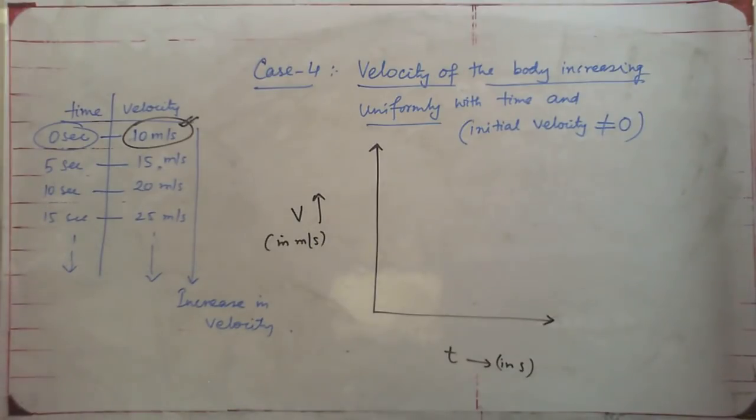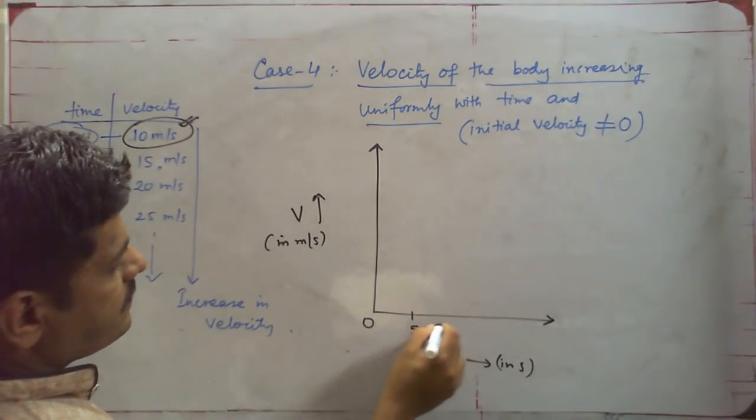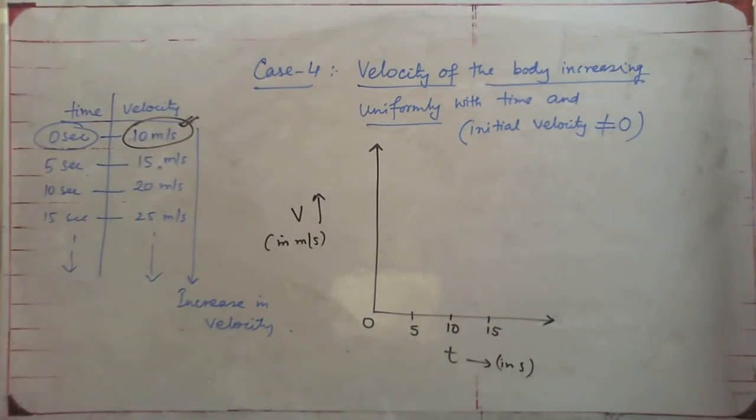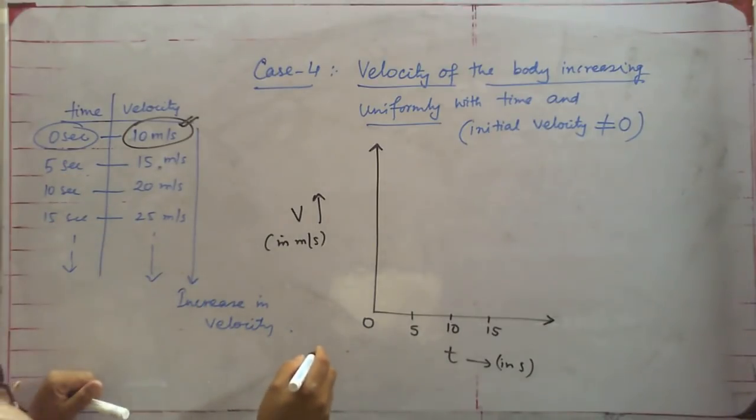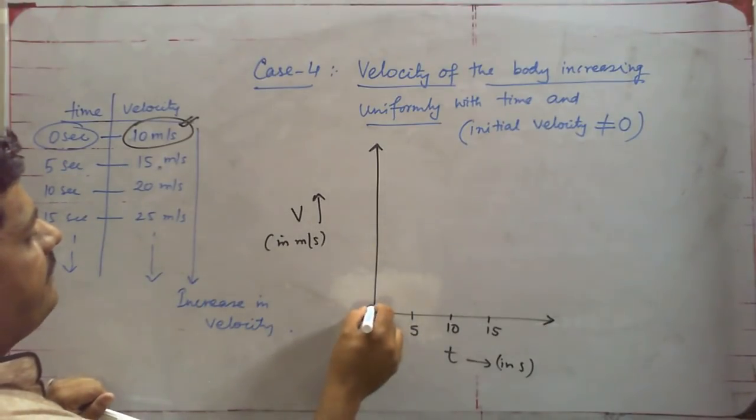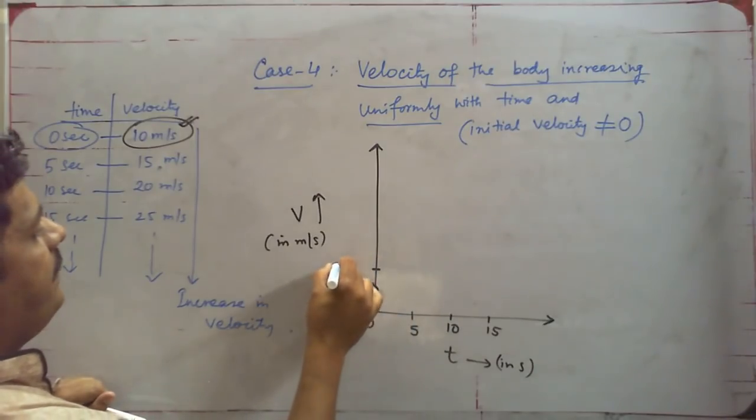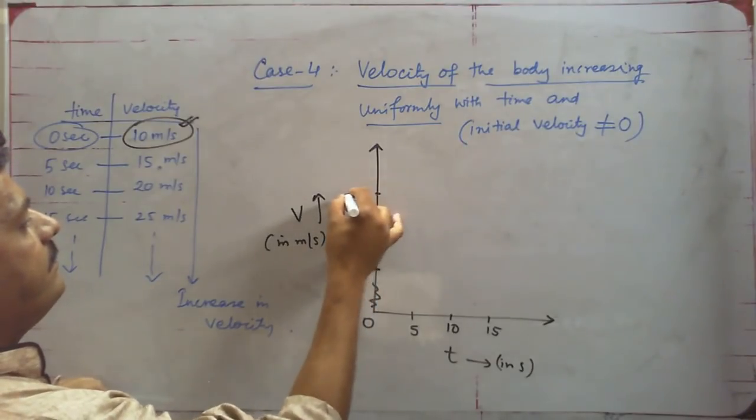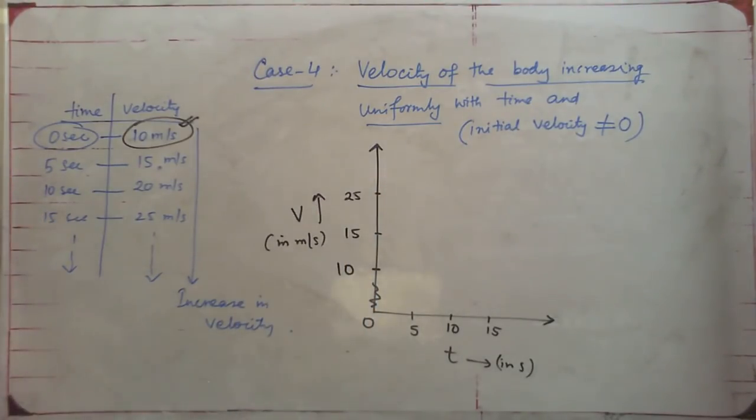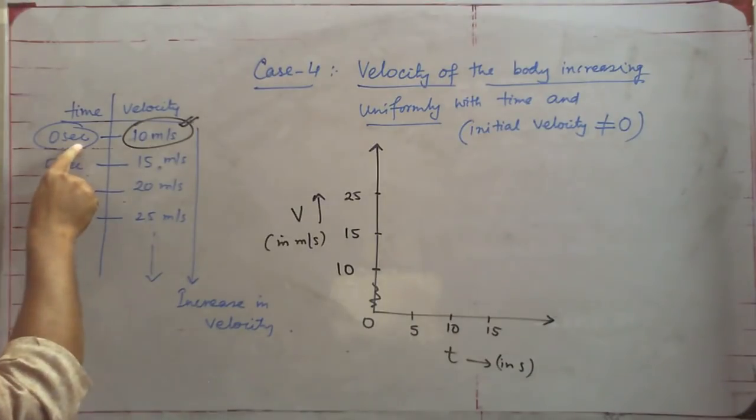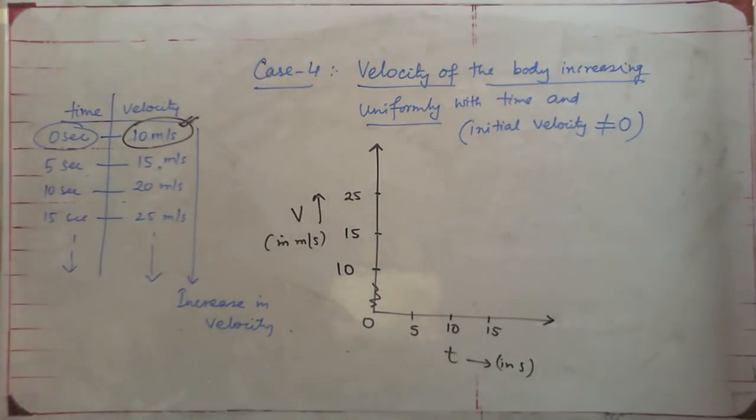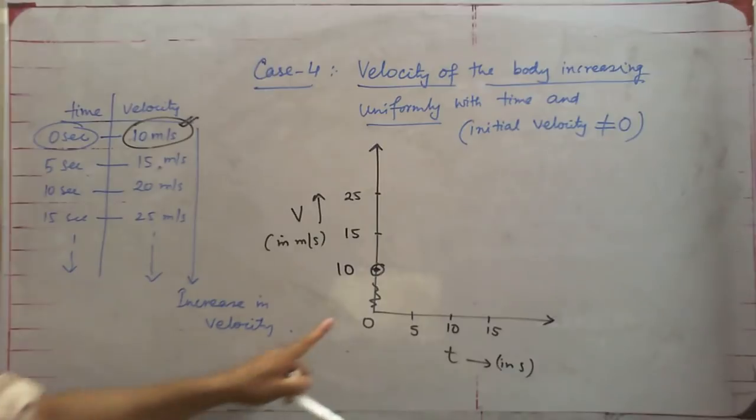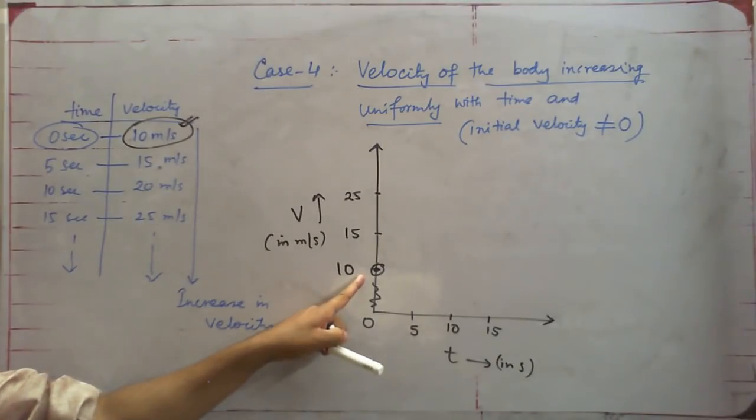So 0, 5, 10, 15. These are the times. Then we have got 10, 15, 20, 25. So you can leave some space. You can start from 10, then 15, 25. Now at 0 second, the velocity of the car or the body is 10 meter per second. So this is the first point that we get. At 0 second, the velocity is 10 meter per second.